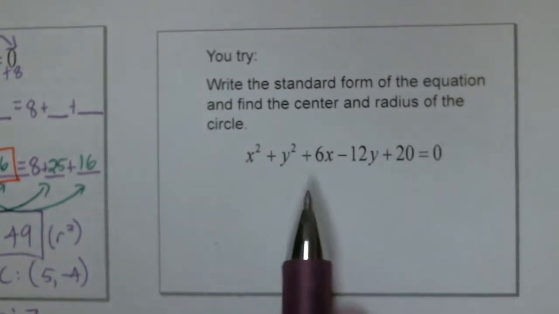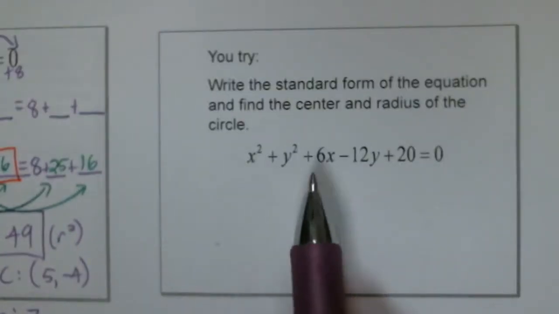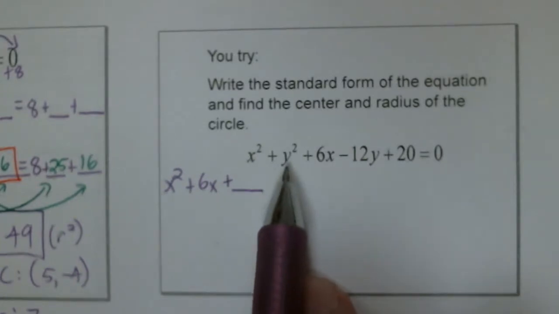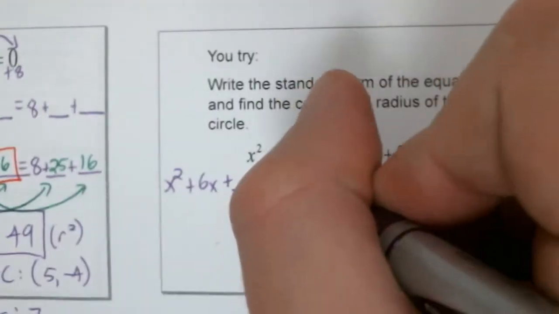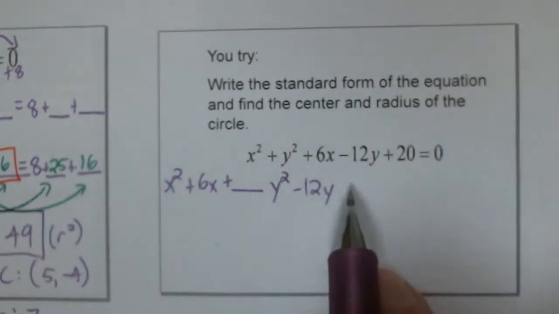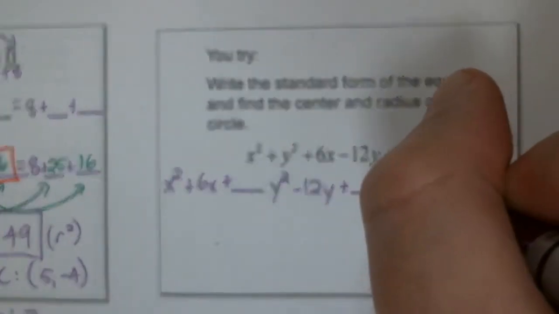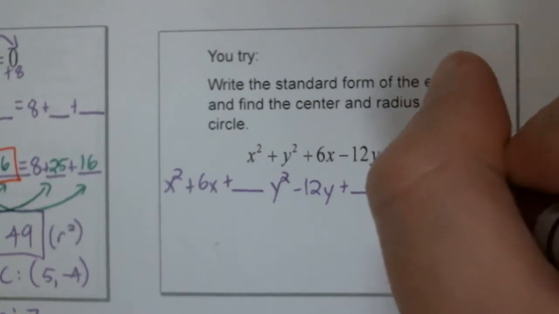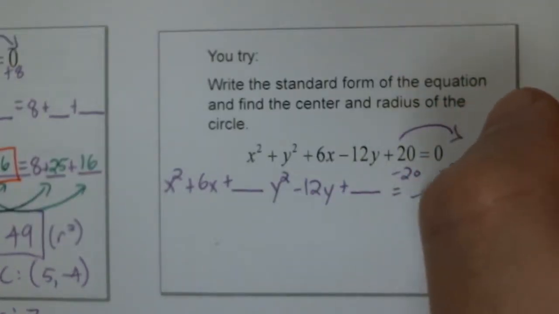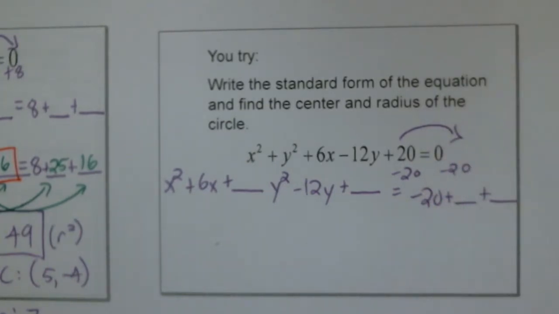Okay, so hopefully you guys got this one. So the first thing I'm going to do is I want to group my terms together. So I'm going to have the x's together, x squared plus the 6x, and then what? I've got a blank. Go ahead and write down your plus blank. And then I'm going to group the y's together. Y squared, and then the negative 12y. And then I'm going to have another blank. I'm going to complete the square twice. And then remember, I got to move this constant to the other side. So I'll just subtract 20 from both sides. That's going to equal negative 20.